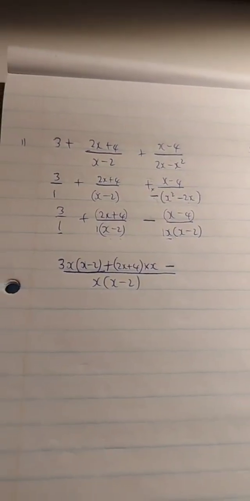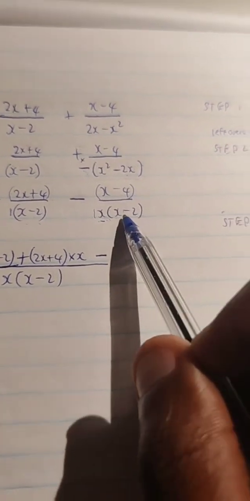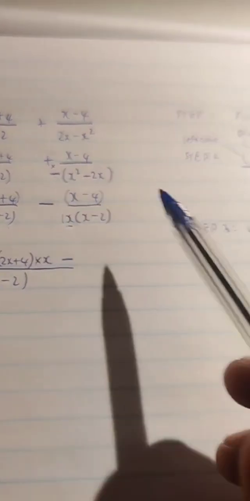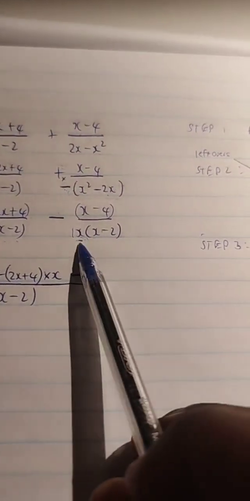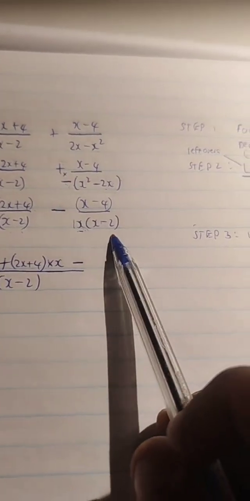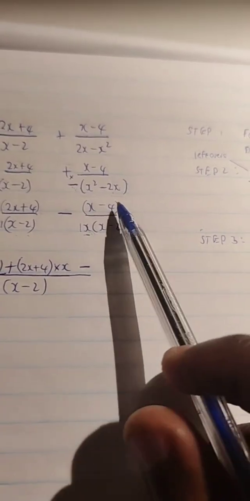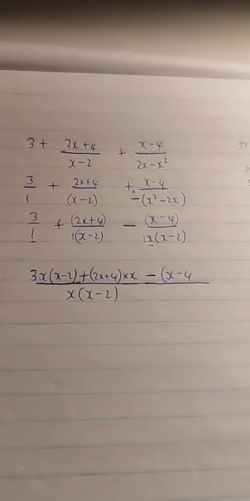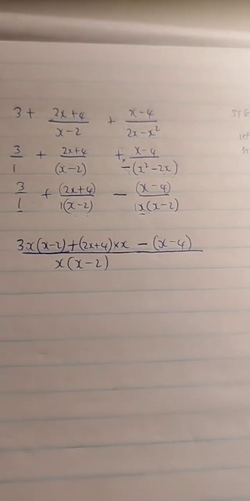Minus x into x minus 2. This denominator already resembles the LCD, so no one is missing here. We would simply multiply by 1 at the bottom, and do the same thing at the top. So we can just simply write x minus 4 in brackets. Guys, I hope you see what I've done here.